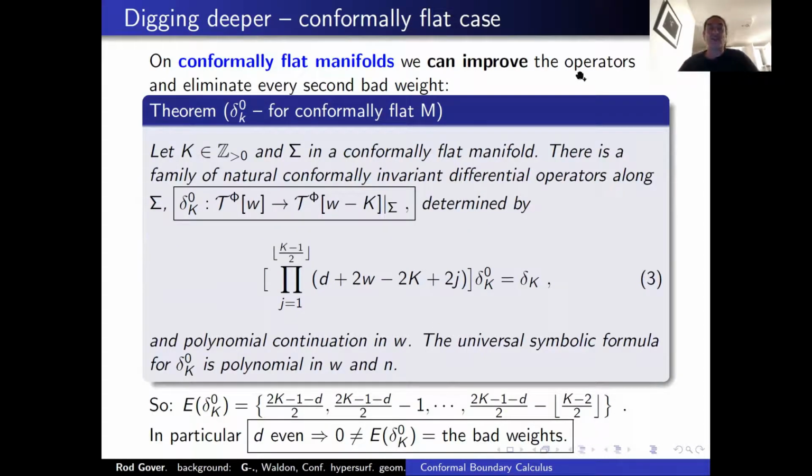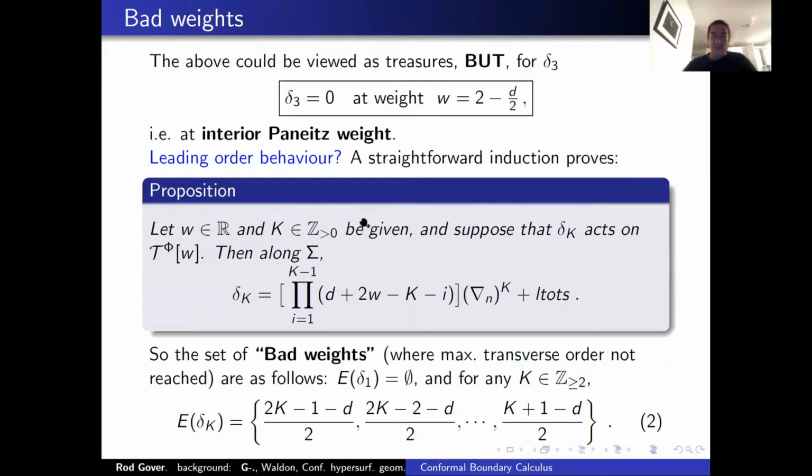However, on conformally flat manifolds, we can actually improve things a lot. So it turns out that pretty much on the nose, you can get rid of every second one of those bad weights. So in other words, if we go back, there's all these factors here, but some of these factors are factors for the whole operator, so that these lower transverse order terms, they also have this factor in. So then you can take it out. So that's what we're doing on the next slide.